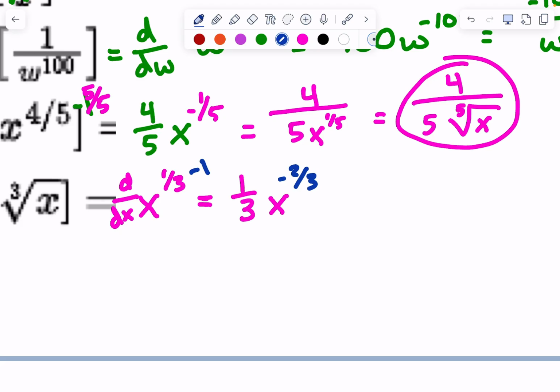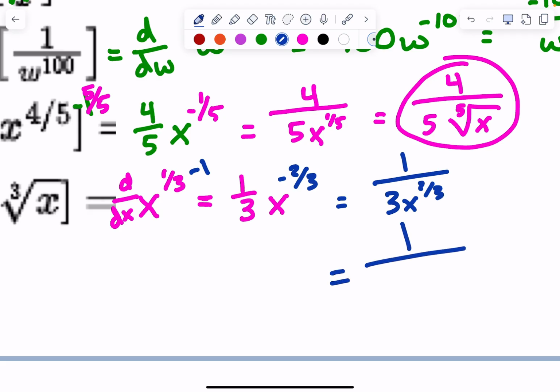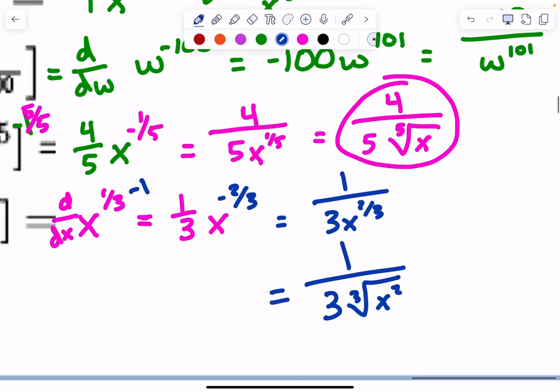Okay, now I'm going to put him back down to the bottom. So 1 over the 3 is going to be x to the 2/3, right? And if I fix that, that is 1 over 3 times the cubic root of x squared. Okay, and you can put the 2 inside or outside. That's what he looks like. Woo, that was really fast.